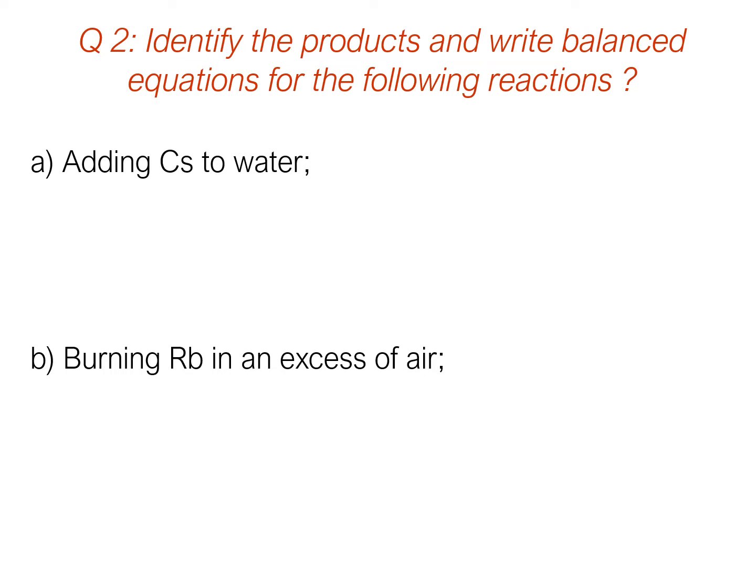So the first one is adding cesium to water. You'll remember that all of the group 1 metals are very reactive with water, they've got to be stored under oil for this reason. So it happens quite violently. Also, the reaction gets more violent as we go down the group. So where we're looking at cesium, it's the most explosive of them. But how reactive it is doesn't make a difference to the reaction equation or the products. So we're taking cesium and adding water.